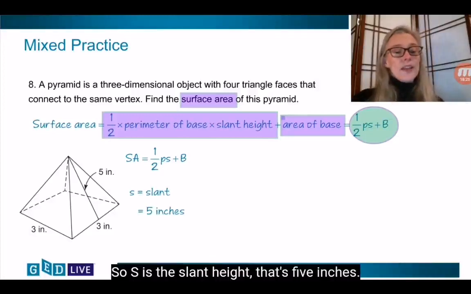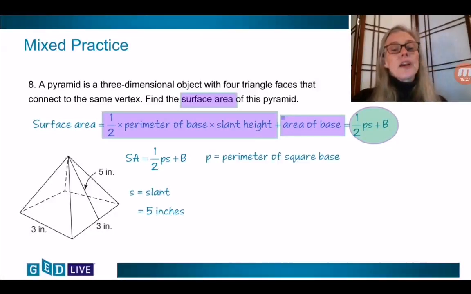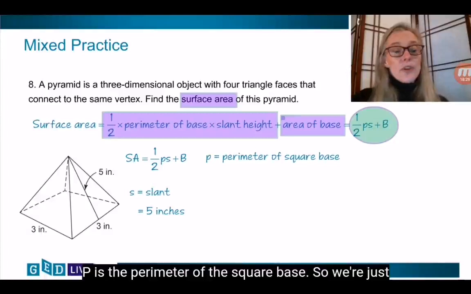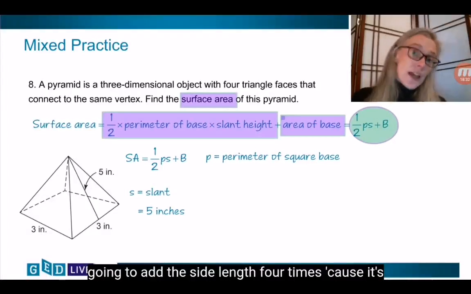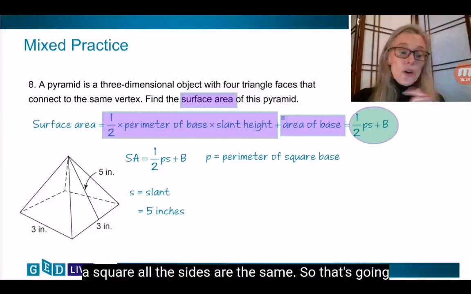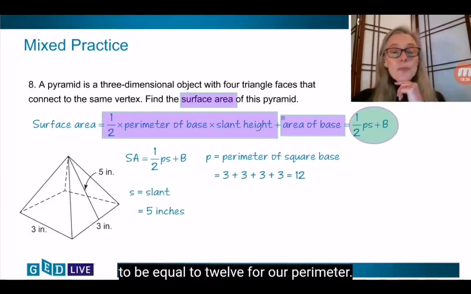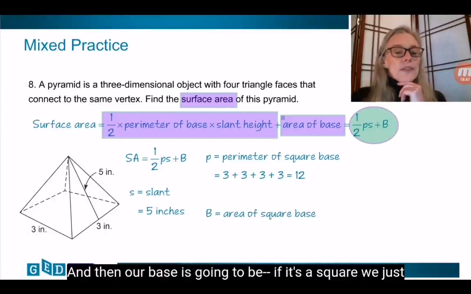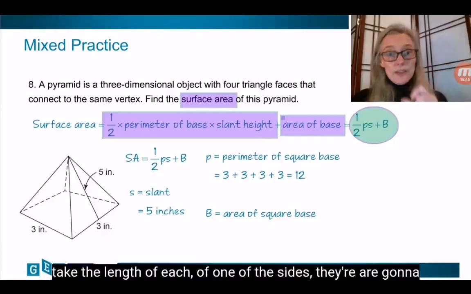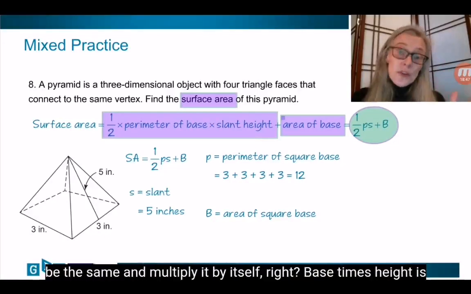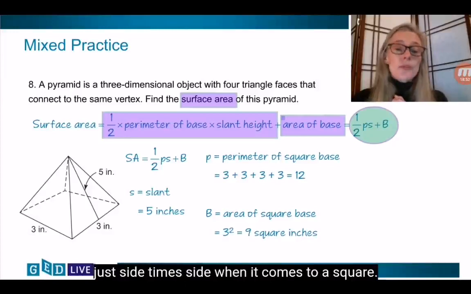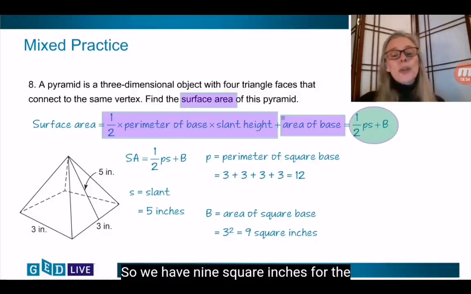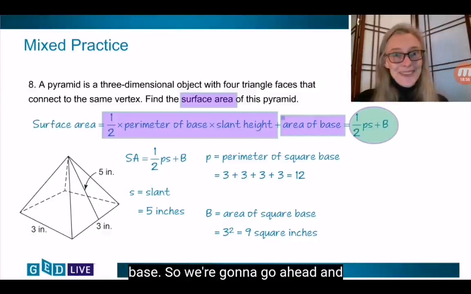So S is the slant height, that's 5 inches. P is the perimeter of the square base, so we're just going to add the side length 4 times, because it's a square, all the sides are the same. So that's going to be equal to 12 for our perimeter. And then our base is going to be, if it's square, we just take the length of each one of the sides, they're all going to be the same, and multiply it by itself, right? Base times height is just side times side when it comes to a square. So we have 9 square inches for the base.